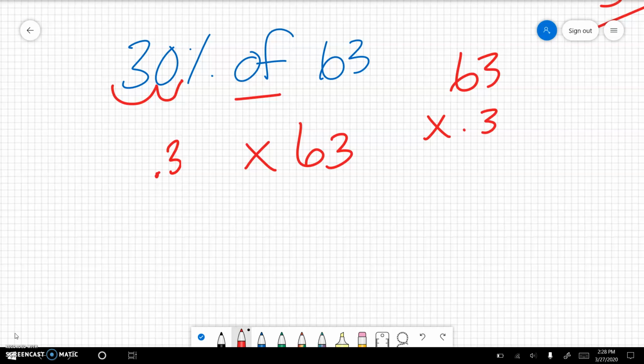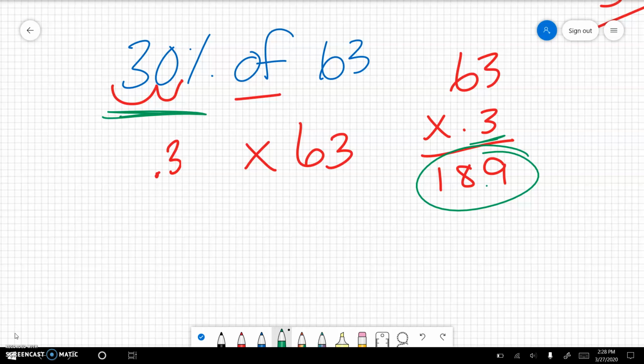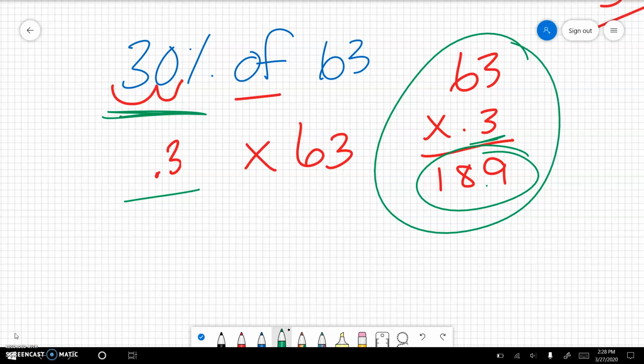So I'm going to do that off to the side. 3 times 3 is 9, 3 times 6 is 18. Move my decimal over one place. 18.9 is my final answer. Let's see if there's any other examples of that kind that I want to go over. I don't really think so. So step 1 is to change your percent into a decimal. And then step 2 is to do your multiplication, and then you're done with that. So that's the first kind of questions you'll have today.